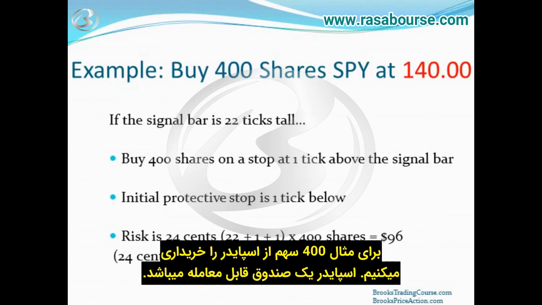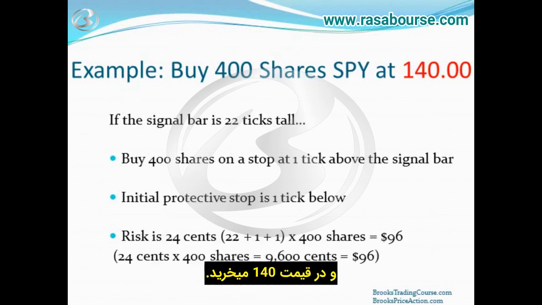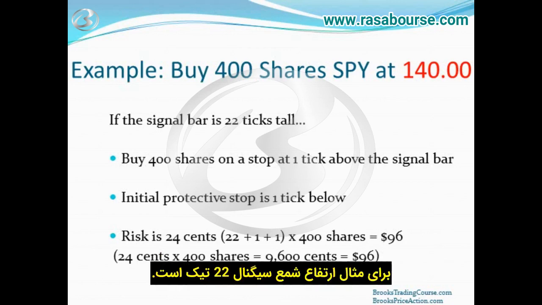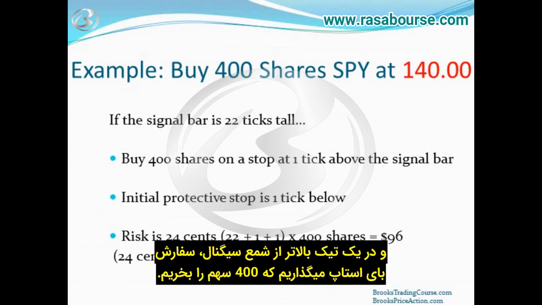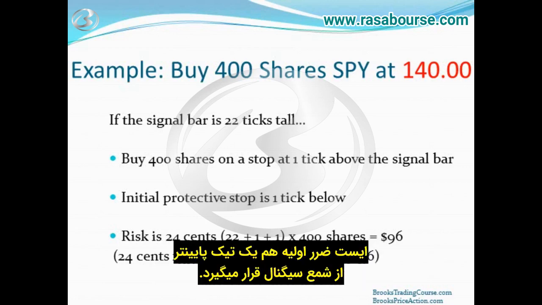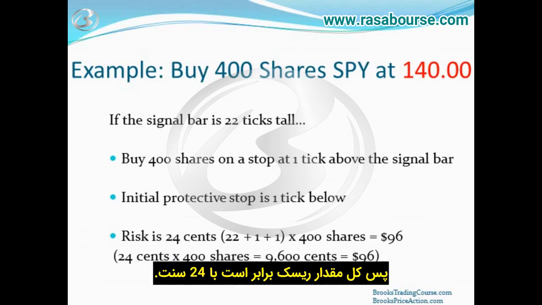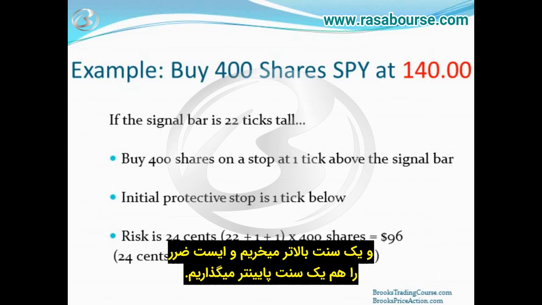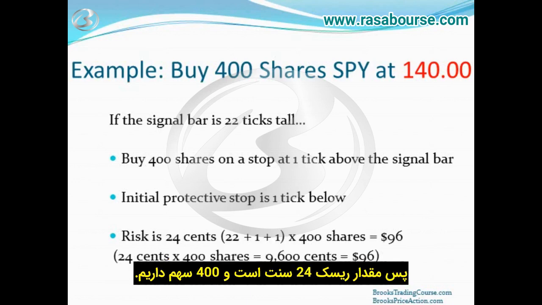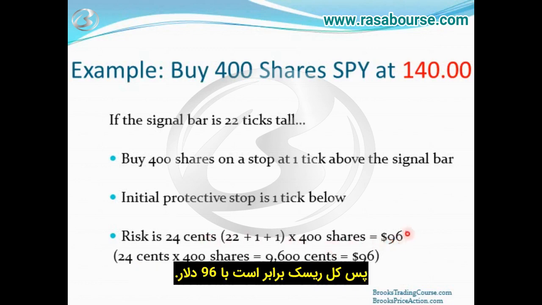As an example, let's say you buy 400 shares of the SPDR, the SPY, which is an ETF, and you bought them at 140 even. If the signal bar is 22 ticks tall, then you're buying 400 shares on a stop at 1 tick above the high of the signal bar. Your initial protective stop is 1 tick below the signal bar. So your total risk is 24 cents. The signal bar is 22 cents tall, you buy 1 cent above, your stop 1 cent below. So a risk of 24 cents, and you have 400 shares, so your total risk is $96.